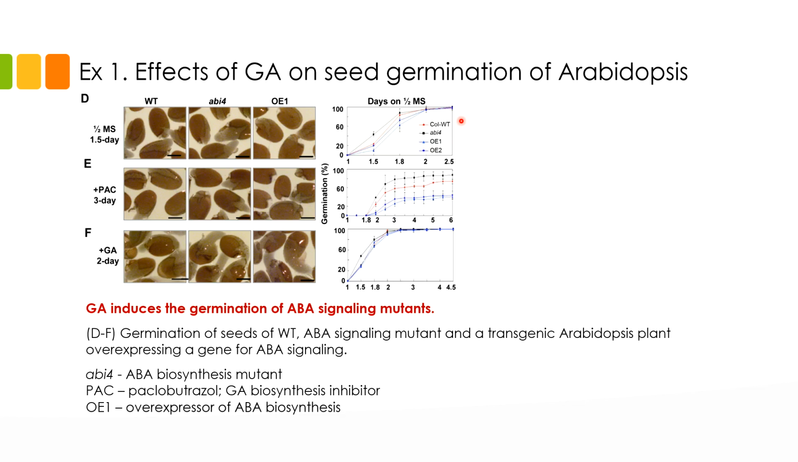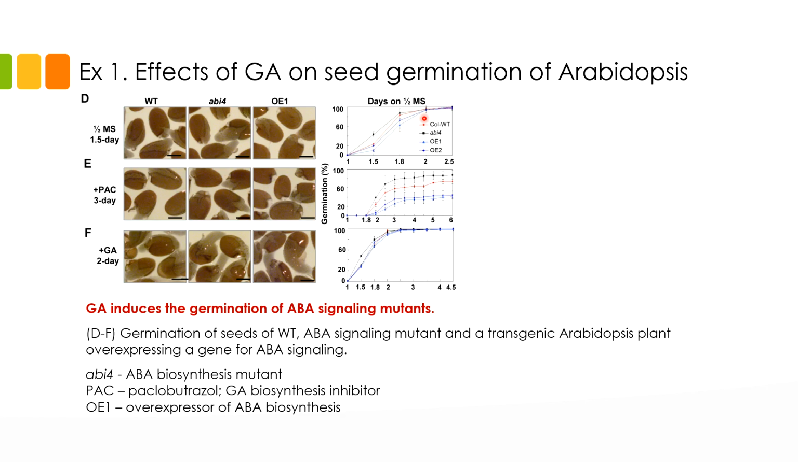In this graph, we can see the germination of normal Arabidopsis seeds as indicated by the red line. The germination rate of ABI4 was a little higher than the normal seeds as indicated by the black line. ABI4 are not able to produce ABA, which is a germination inhibitor, so naturally without ABA, the seeds will have better germination. OE1 showed lower germination compared to the normal and ABI4 seeds as indicated by the blue line.